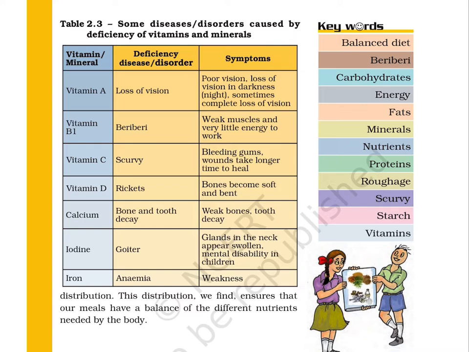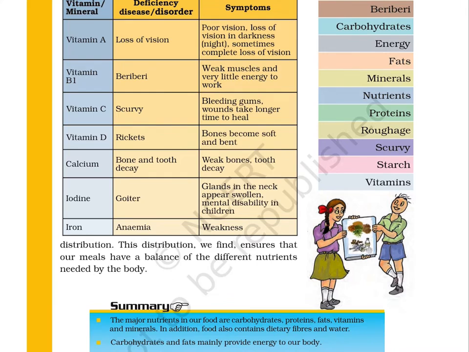Iodine, deficiency disease or disorder, goitre. Symptoms: glands in the neck appear swollen, mental disability in children. Iron, deficiency disease or disorder, anemia. Symptoms: weakness. The table ends here.